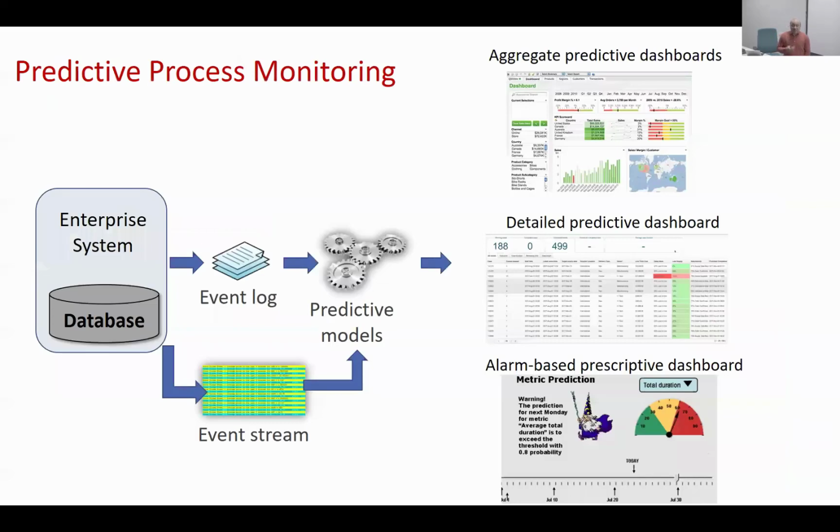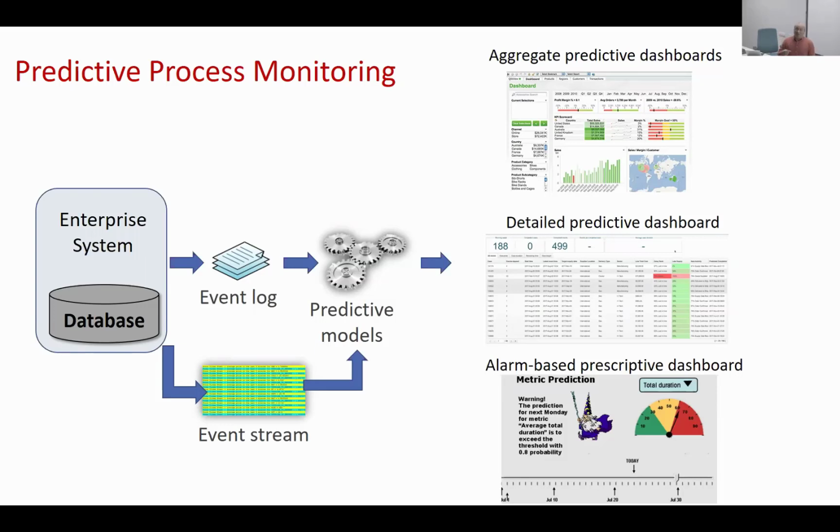This practice of using event logs extracted from enterprise systems in order to generate predictions about what will happen to the process in the near future is called predictive process monitoring. The whole idea is that I take data from the database of an enterprise system, run a number of queries, and extract an event log. Exactly the same event logs that we have been using for process mining purposes until now.